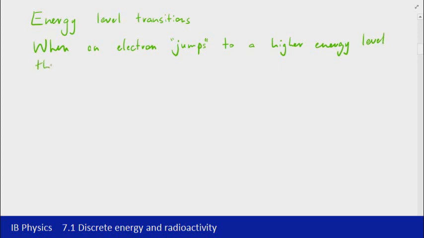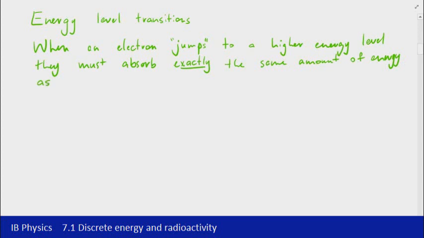So they must actually absorb, or the atom itself must absorb exactly the right amount. And that right amount is the same amount of energy as the transition that we're dealing with. So the same amount of energy as the difference between the energy levels.